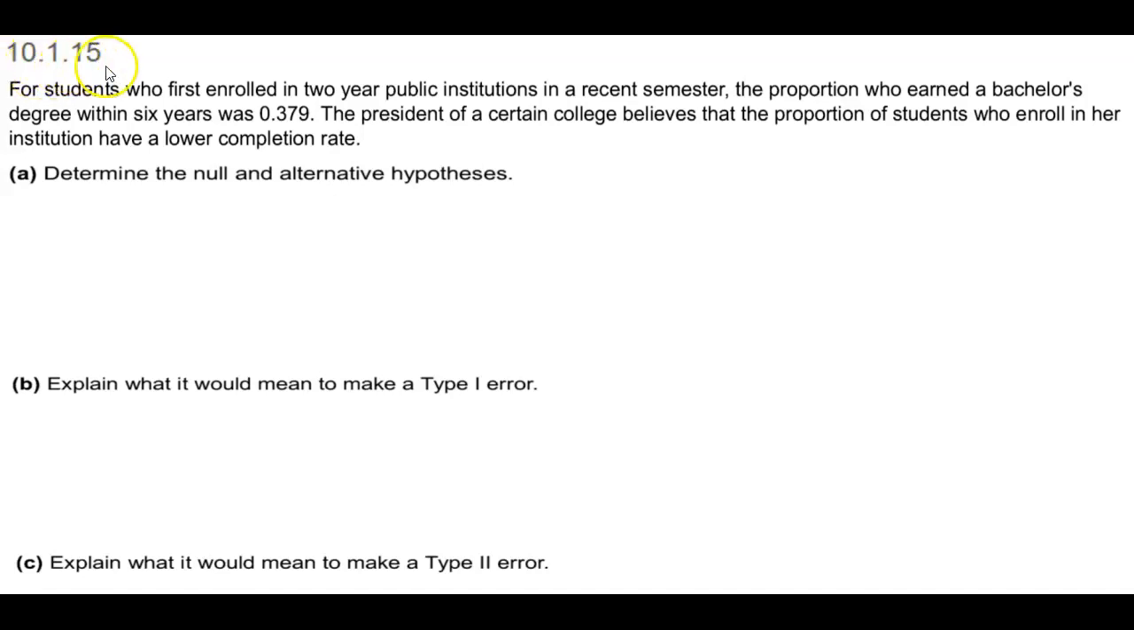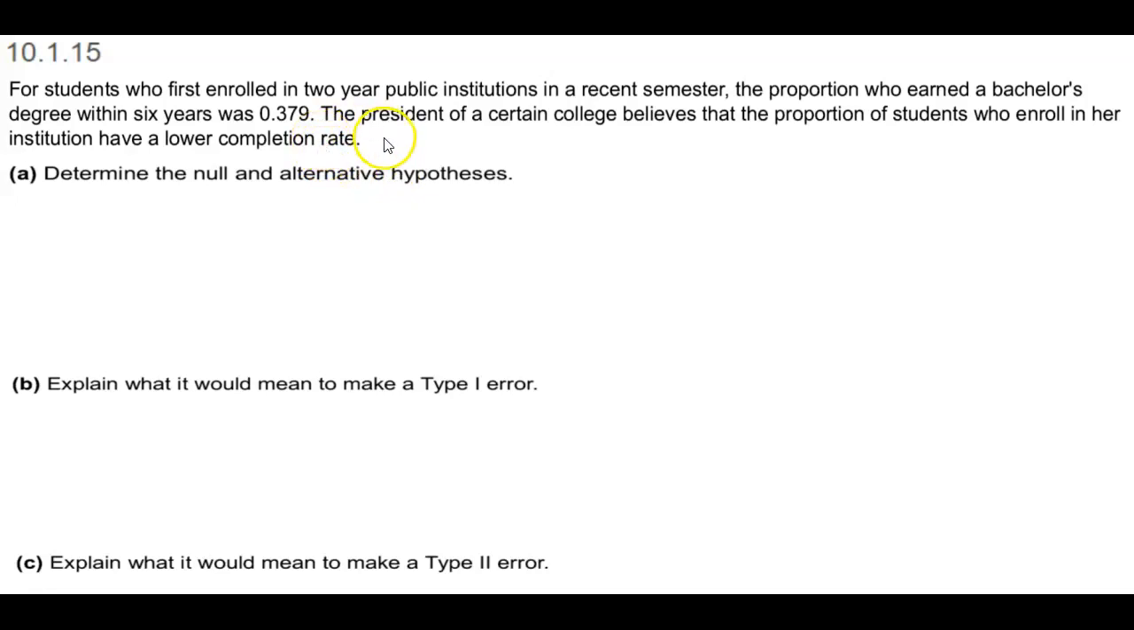Section 10.1.15. For students who first enrolled in two-year public institutions in a recent semester, the proportion who earned a bachelor's degree within 6 years was 0.379. The president of a certain college believes that the proportion of students who enroll in our institution have a lower completion rate. For Part A, it says, determine the null and the alternative hypothesis.